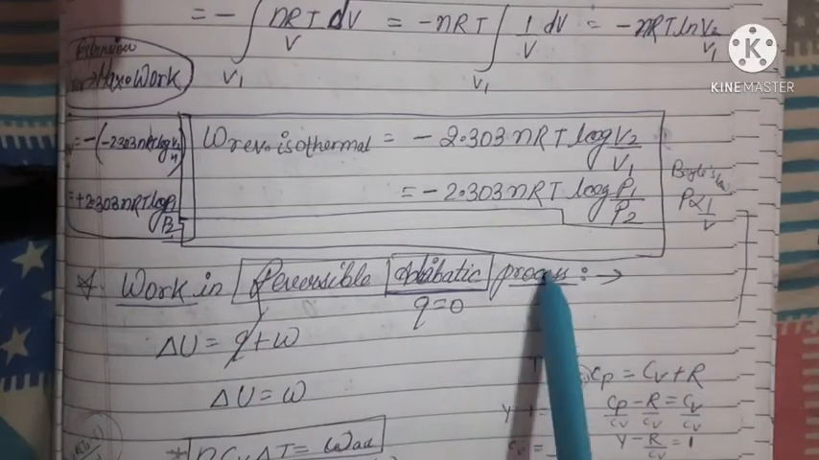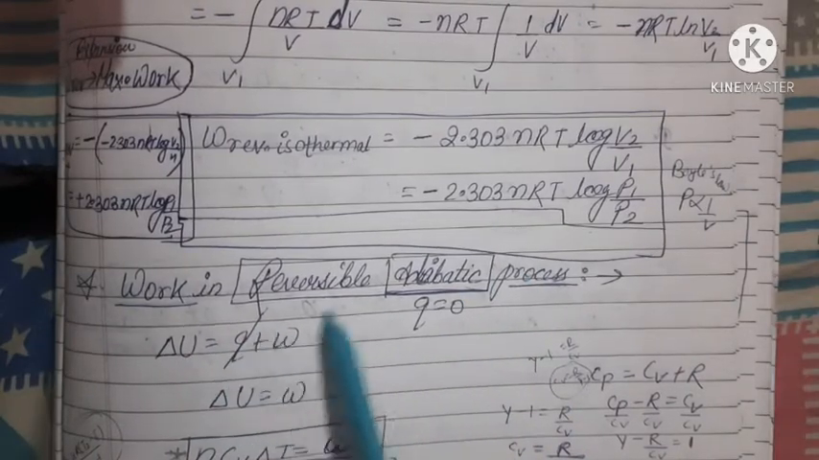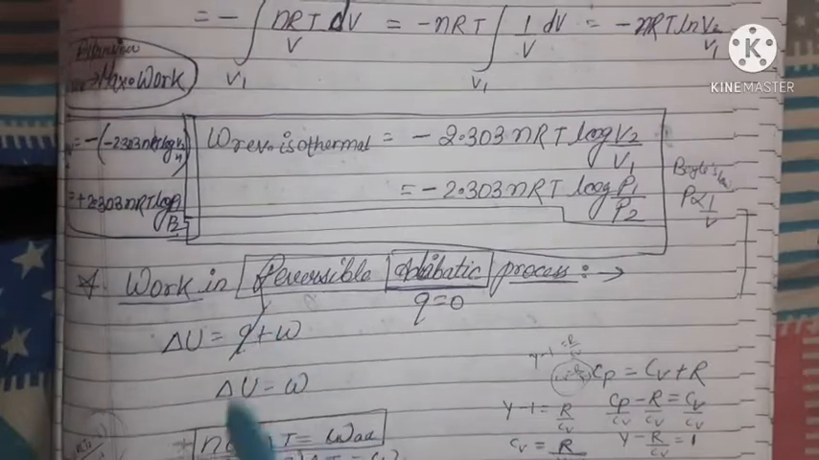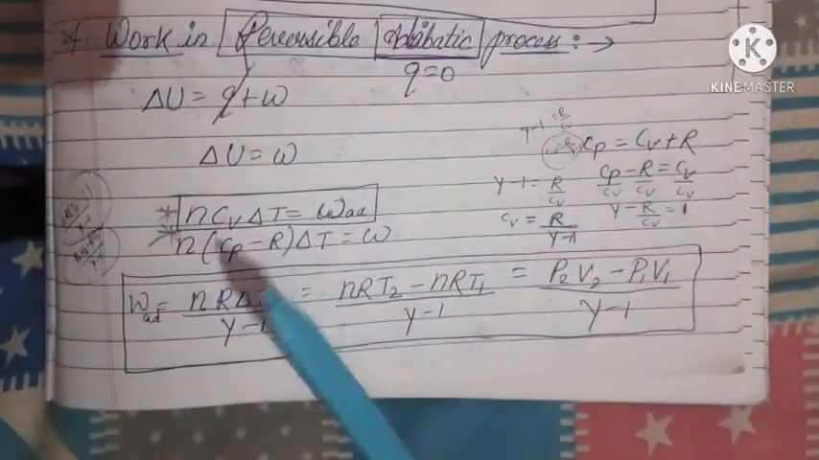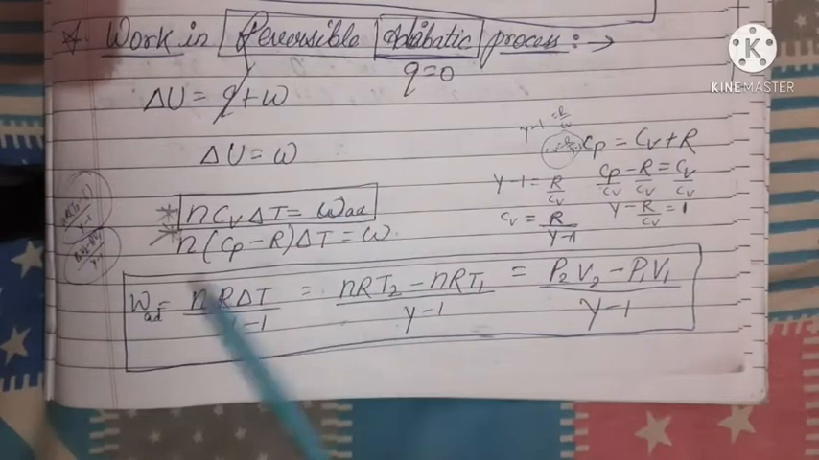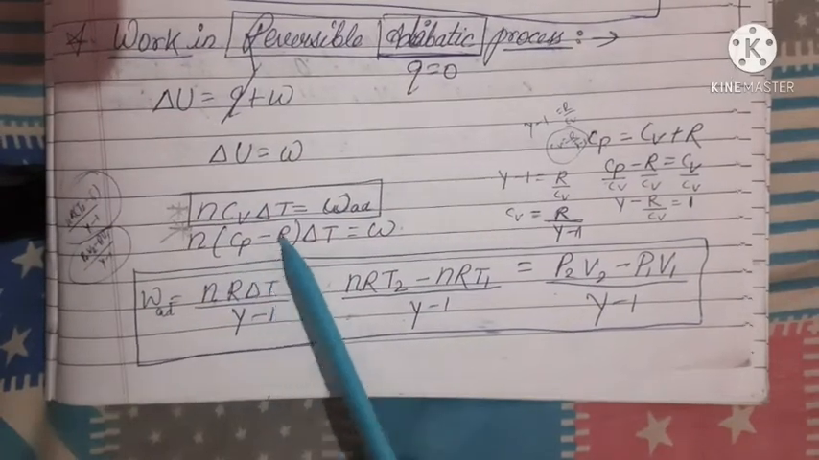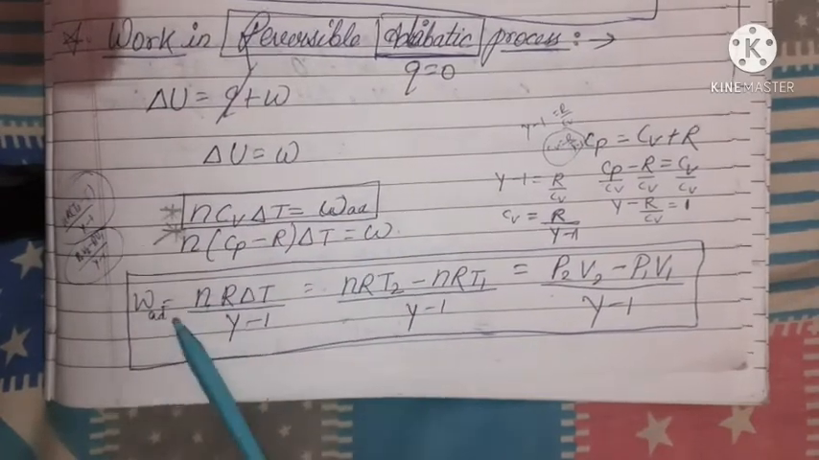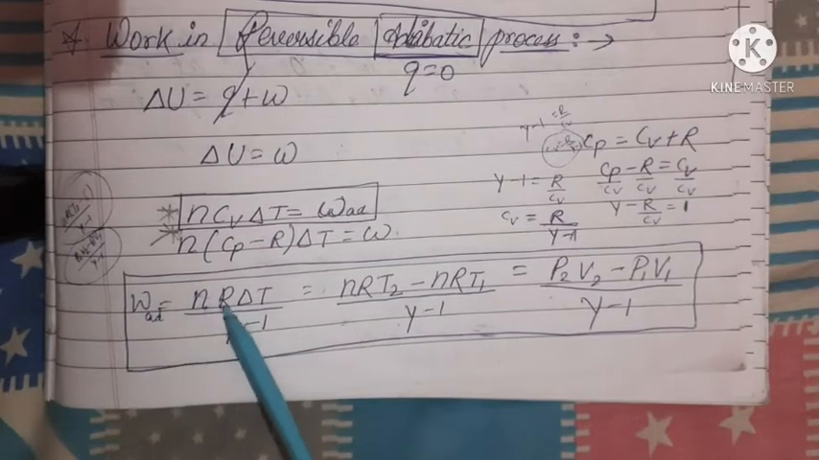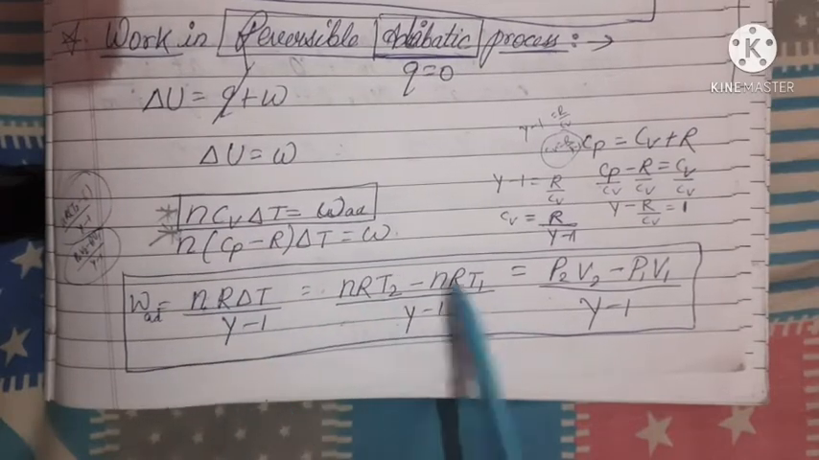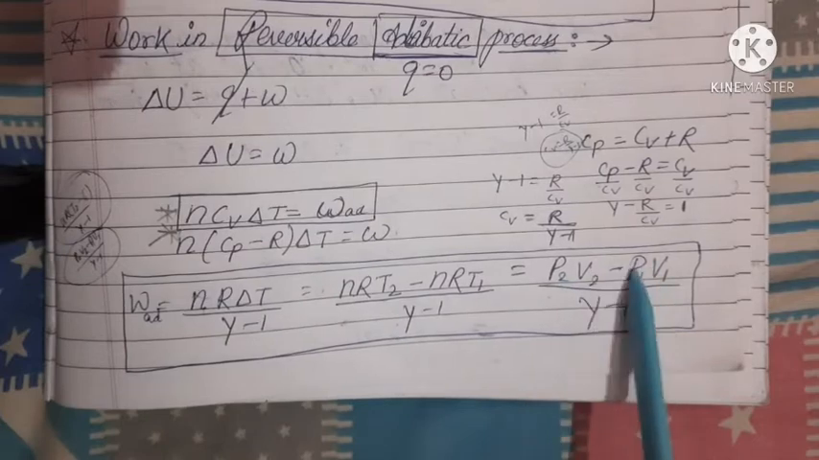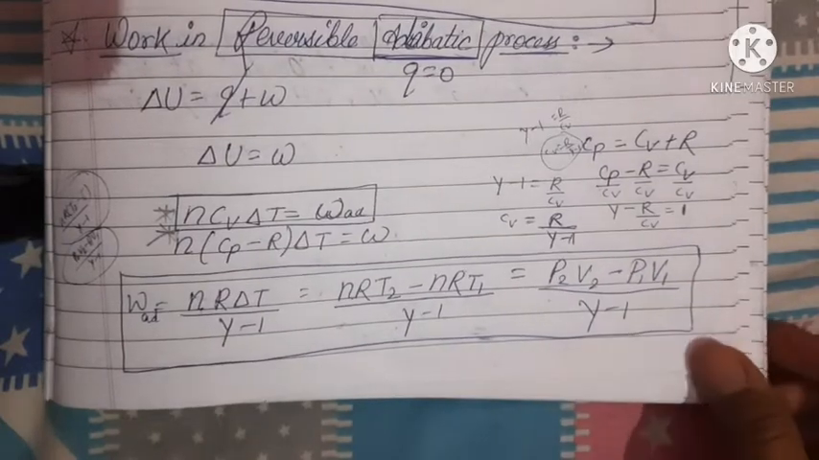Work in reversible adiabatic process. Delta U equal to Q plus W. Since adiabatic, Q is 0, so we will cancel that. So delta U equal to W. nCV delta T equal to W adiabatic. nCP minus R from Mayer's formula we will put here. So W adiabatic equal to nR delta T by gamma minus 1, nR(T2 minus T1) by gamma minus 1, or (P2V2 minus P1V1) by gamma minus 1.